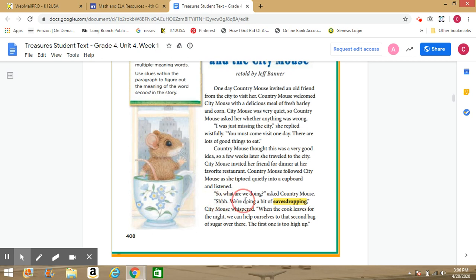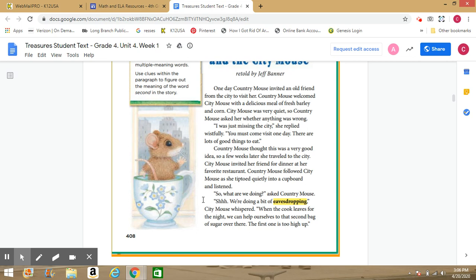So when you're eavesdropping, if you remember, this is one of our vocabulary words. It means that you're listening in on someone's conversation and they don't want you to know that you're there. So it's almost like you're spying on somebody and you want to be really, really quiet.